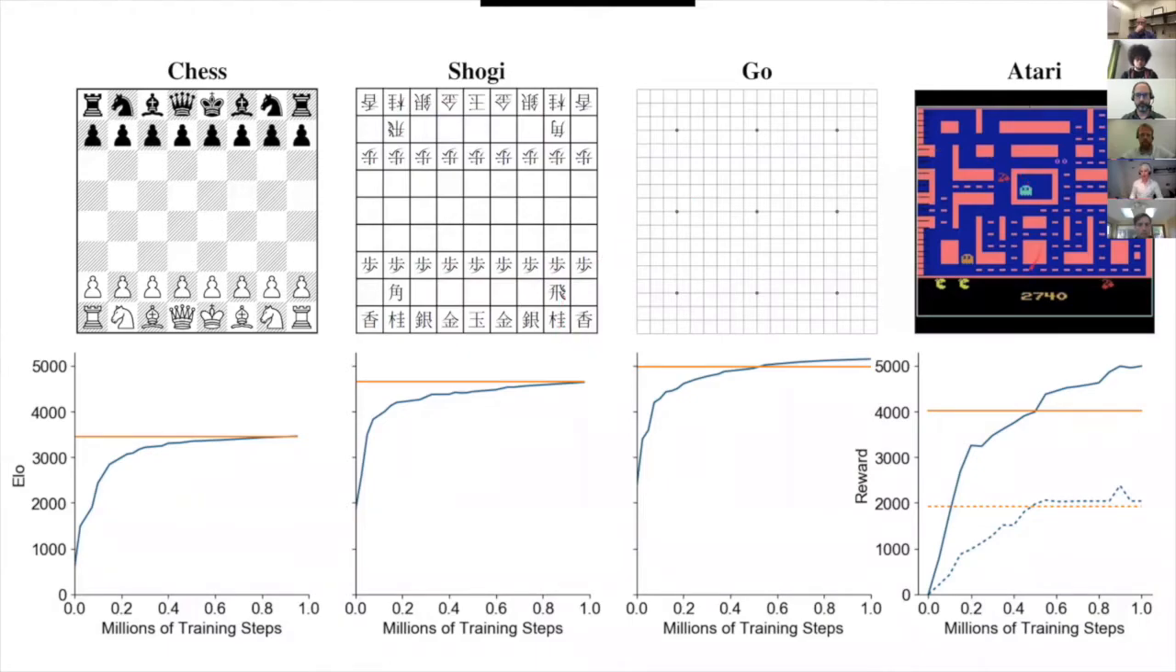For Atari, we try to compare against the strongest baseline we could find, which was in this case R2-D2. So the horizontal lines show the mean and the median score of R2-D2 across 57 different Atari games, whereas the blue learning curves show the performance for the mean and median score of MuZero over the whole training. And indeed, again, you can see that it matches and then even exceeds the performance of R2-D2, setting a new state of the art.